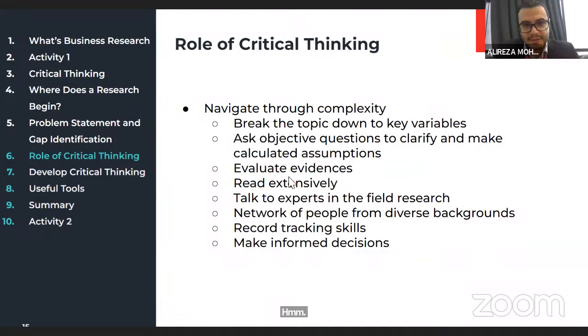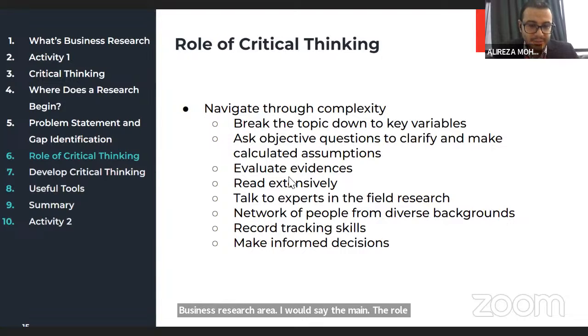What is the role of critical thinking in this business research area? I would say the main role of it would be to help you navigate through complexities. You want to break down topics and problems into smaller ones where you can resolve those smaller ones and contribute to resolving that big problem. I received proposals about, for example, a study about the hotel industry to improve the economy in, for example, Sri Lanka. This is a very general and huge topic, the economy of a country. You want to break it down to a very specific area of economy maybe, but not the country's economy.